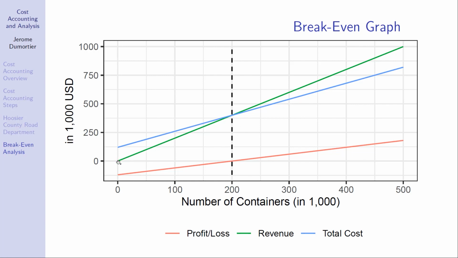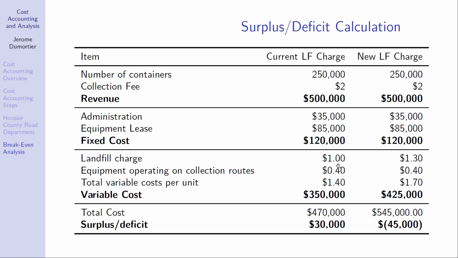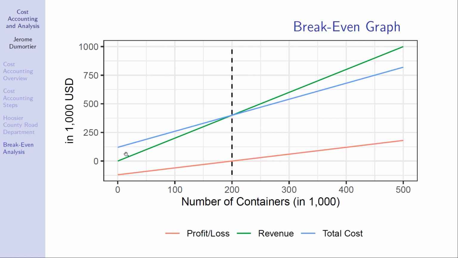Here we have the green line, which represents the revenue. We have the blue line, which represents the cost. And note that the cost has the fixed cost of $120,000, which is right here. It's a fixed cost that actually gets spread over the containers as we are increasing the number of containers collected. And the red line represents the profit and loss, and you see that at 200,000 containers, we are starting to go from a deficit into a surplus.